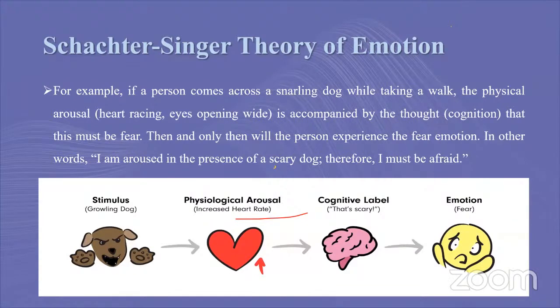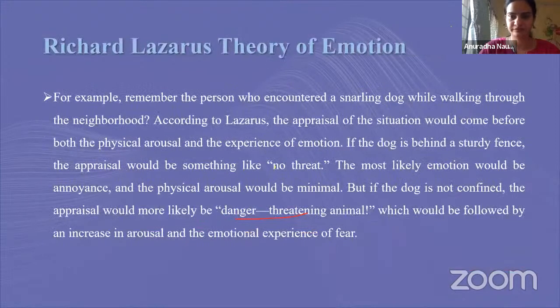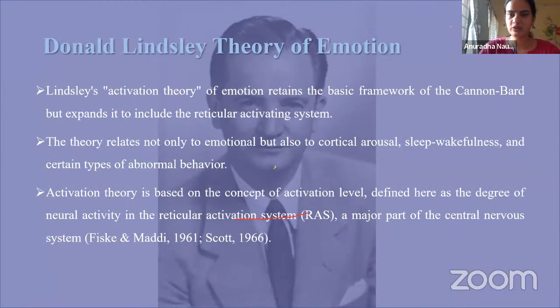Okay. Thank you so much. This is a two-factor theory, Schachter-Singer theory: cognitive labeling along with physiological responses, and then the experience of emotion. Okay. Thank you, ma'am. Any other doubt?